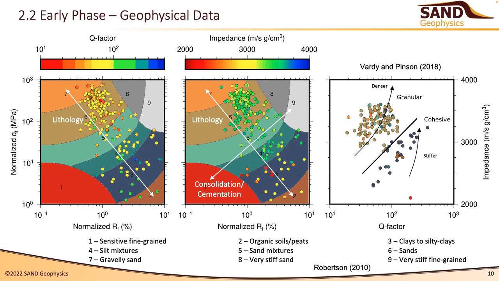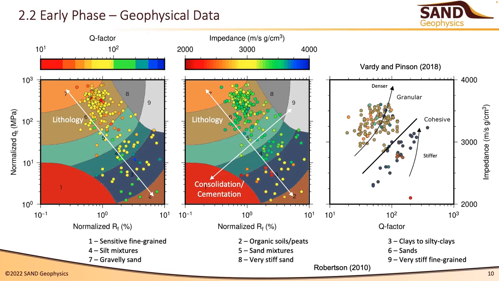So if we flip that plot on its head, and instead of plotting geophysical data on a geotechnical plot, we plot geotechnical data on a geophysical plot. That's what we're doing on the right. On the right hand side, we're plotting Q factor along the x-axis and impedance up the y-axis. And what we see there is that there's a nice clustering between granular soils.